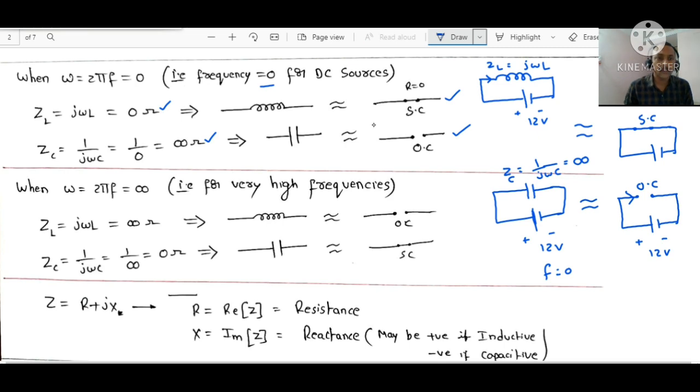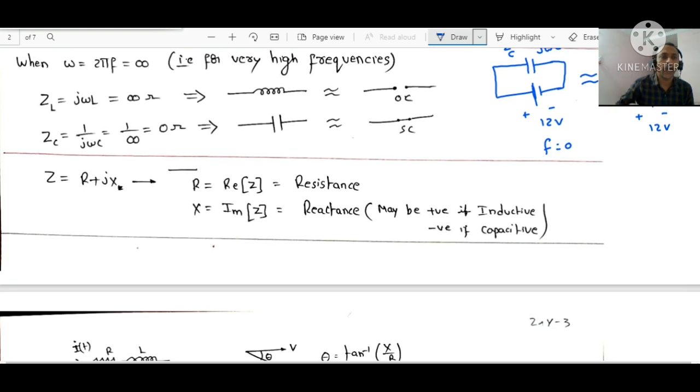Now the same analysis for high frequencies. For example, if the frequency is very high for an alternating quantity, ZL equal to j omega L. Omega is infinity, so infinity ohms. That means the same inductor for a very high frequency input supply behaves like an open circuit. Very important, dear students. The impedance of an inductor, if the input supply frequency is very high, behaves like an open circuit. Simple. You just remember this j omega L.